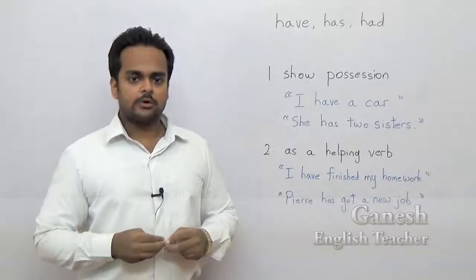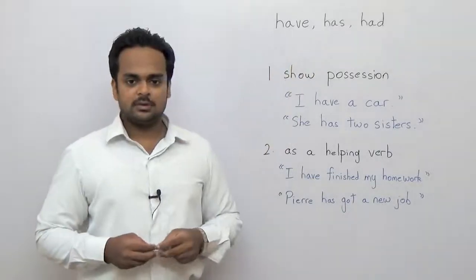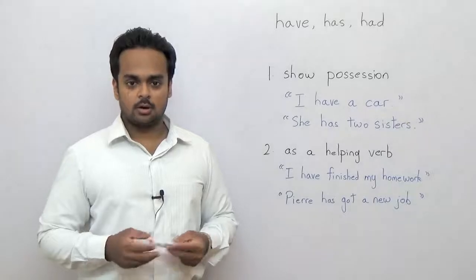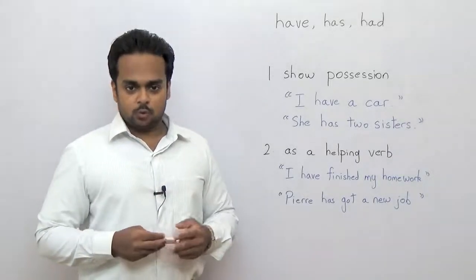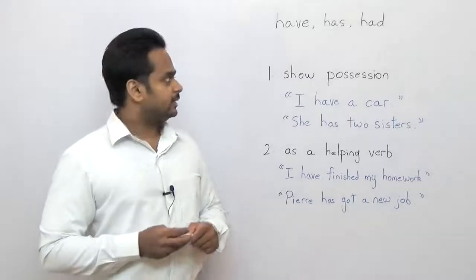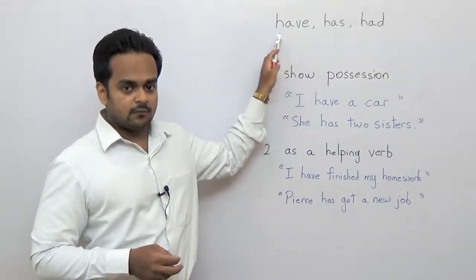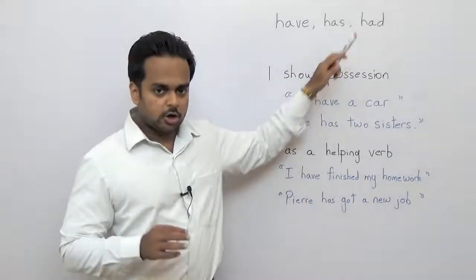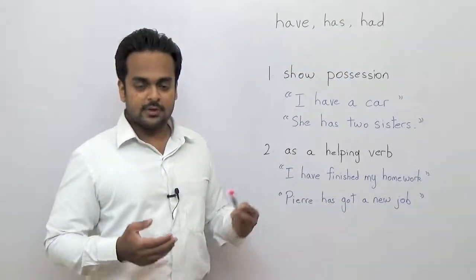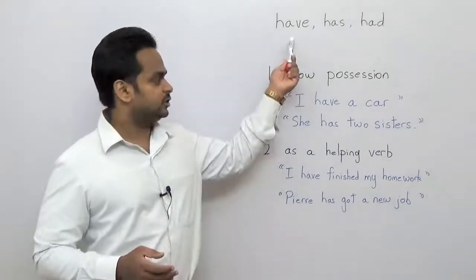In this lesson, we're going to discuss where to use have, has, and had. This is a very popular question among a lot of English learners. Now, before we get into the rules, remember that the verb have is the base form. That means that has and had are not different verbs. They're all just different forms of the same verb, which is have.